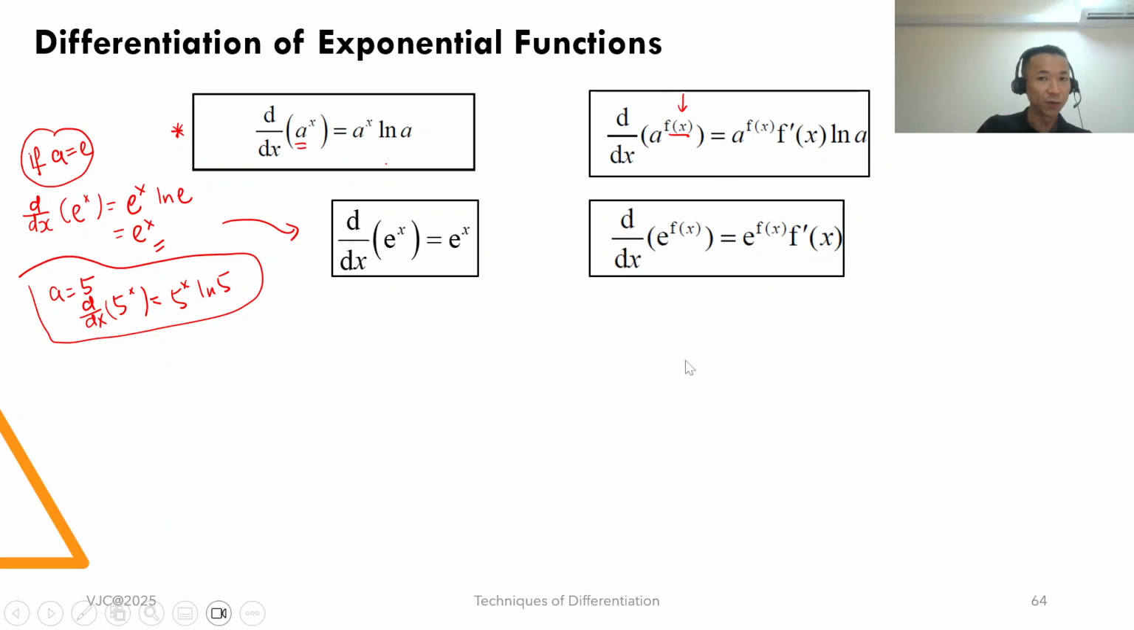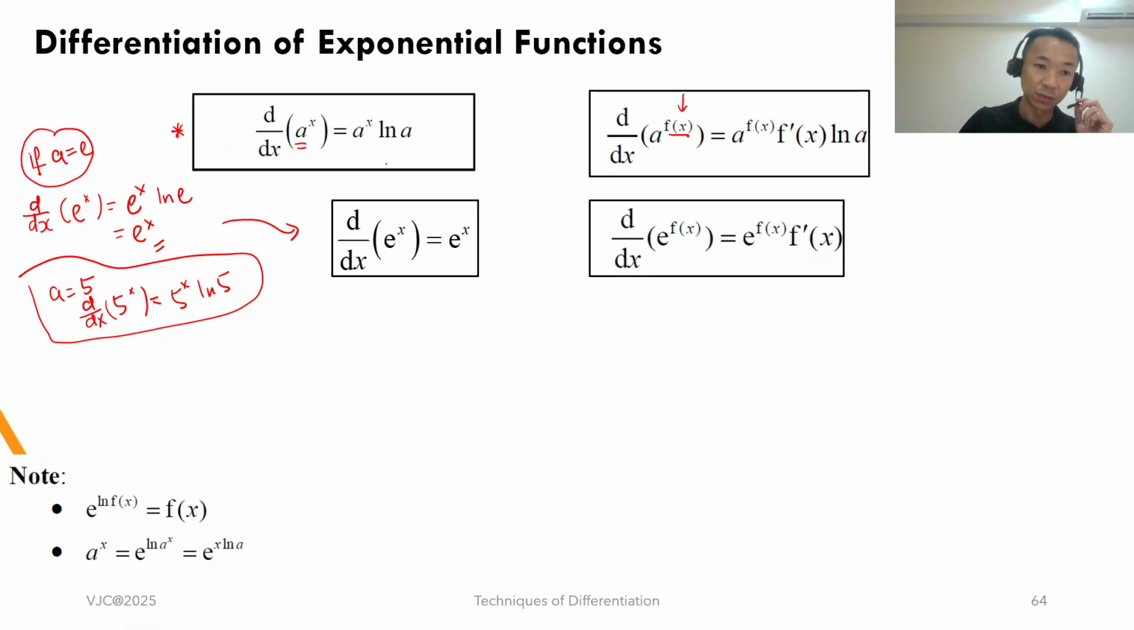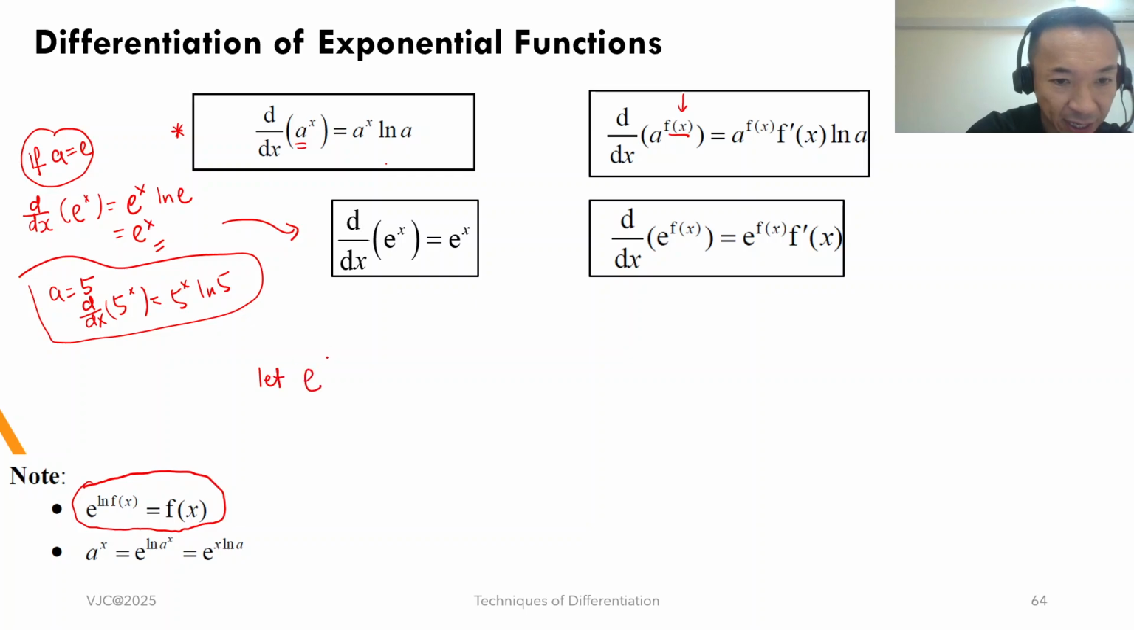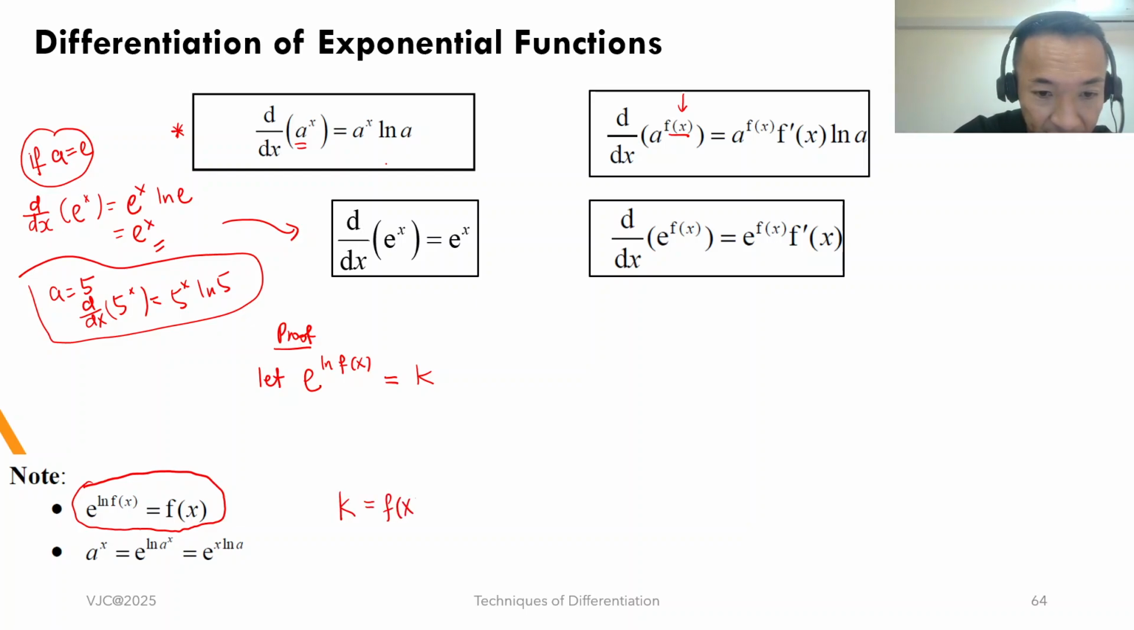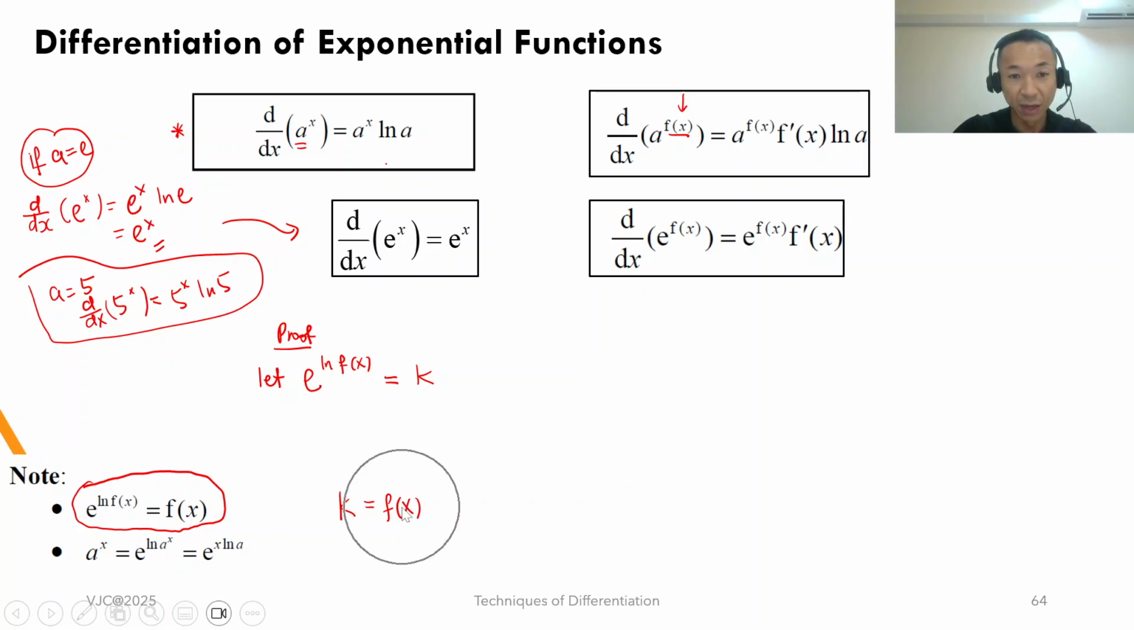A few notes before we carry on with some examples. First idea, which is this. How do you prove that e^(ln f(x)) is actually f(x)? That's the proof. Let this one equal to k. Now, if I can somehow show that k is f(x), my job is done. Correct? I repeat one more time. If I can somehow get from here to here, my job is done. Not difficult.